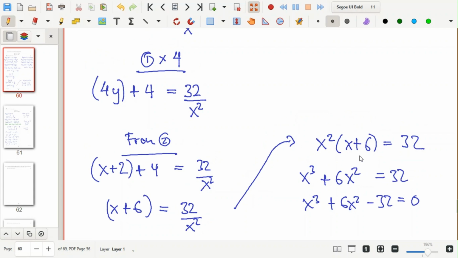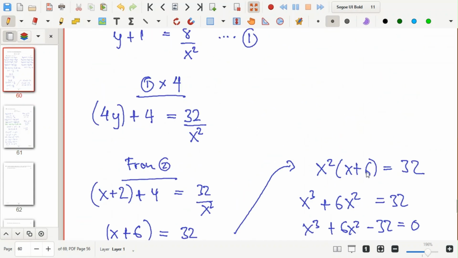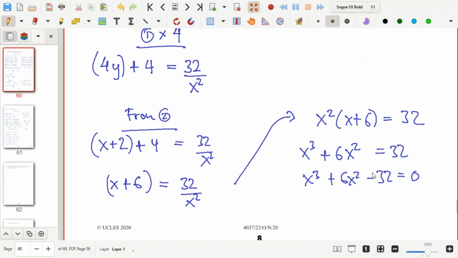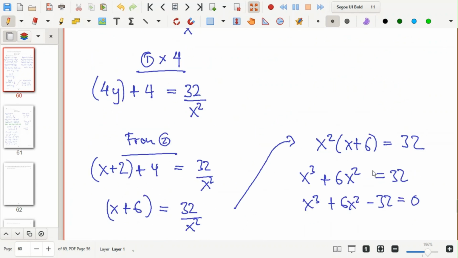So I think we should end here today. We have solved a lot of questions on simultaneous equations involving logarithm.